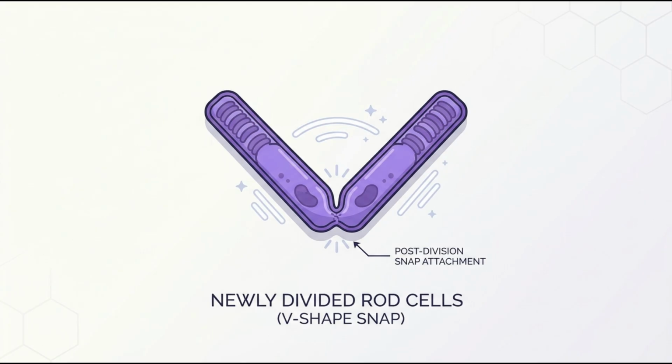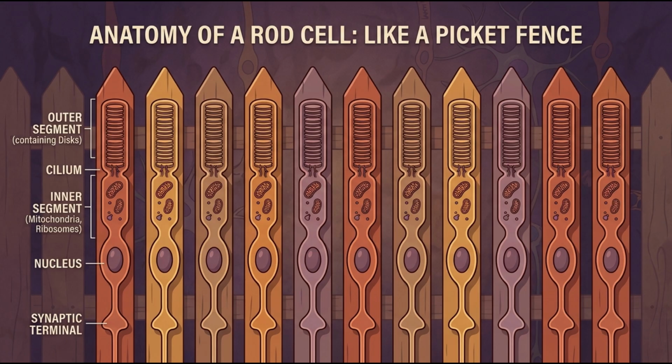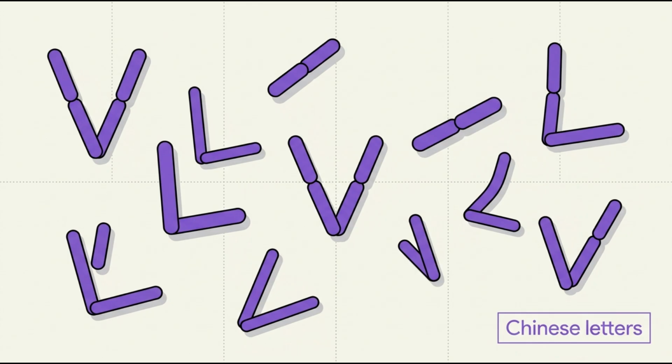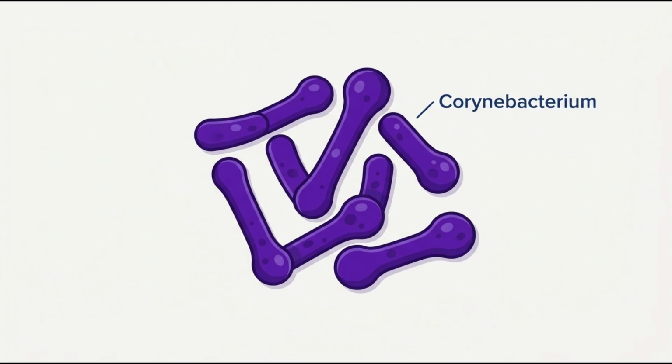Now picture rods snapping, but never fully letting go. They line up side by side like fence posts. That fence post pattern is the palisade arrangement. Some bend into V and L shapes, Chinese letters. That's Corynebacterium, the cause of diphtheria.